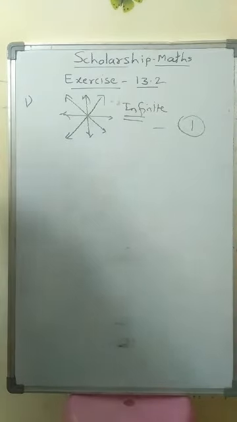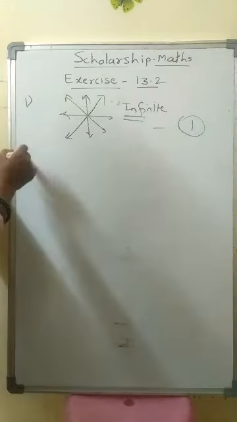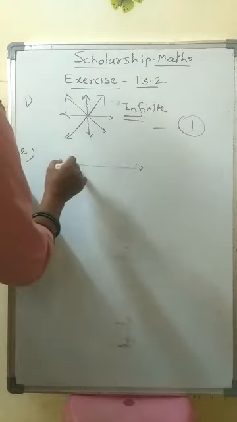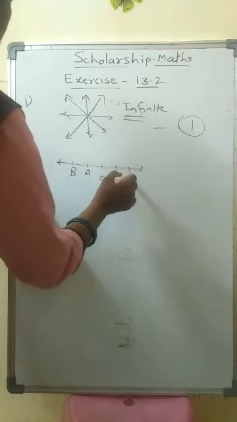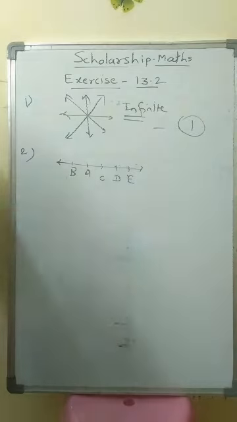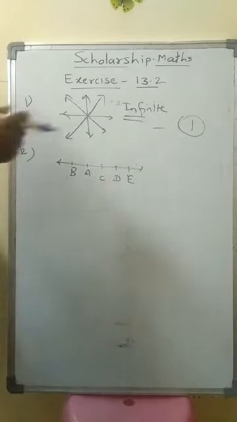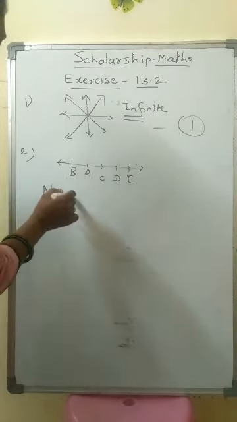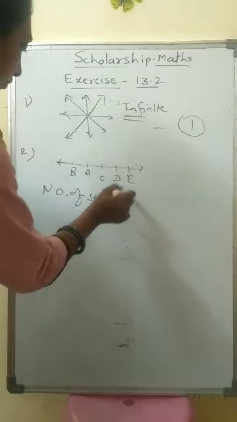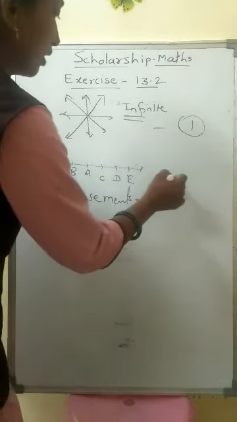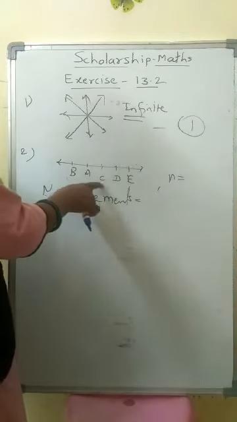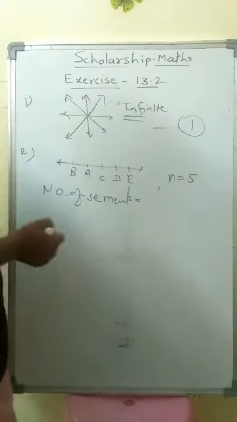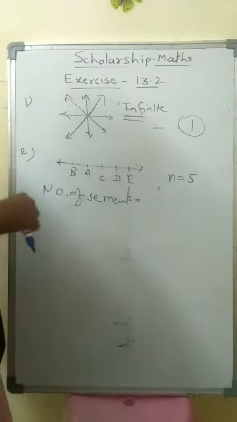Okay, and now the second one: find the number of segments in the adjoining figure. A diagram is given, with point B, point A, point C, D and E. Five points are given on that line, and you have to find the number of segments. Again you have to use a formula. Count the number of points, n: 1, 2, 3, 4, 5 points are on that line.